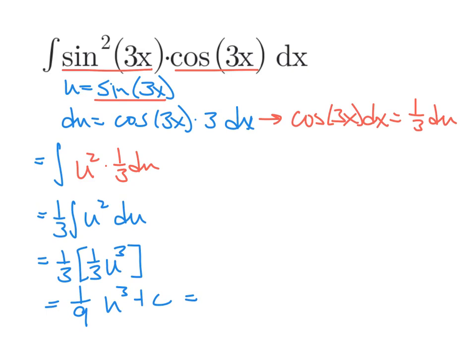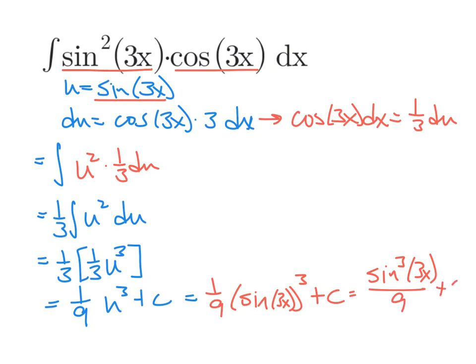And then we can finish it off by writing it in terms of x by taking the u out and replacing sine of 3x back. Of course, we can clean that up a little bit. If we want to call it sine to the third of 3x divided by 9, you could do that too if you wanted. But that's how you use the change of variable method.